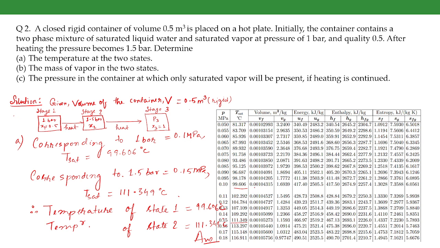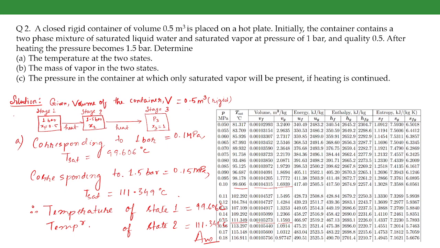In state 1, this is the specific volume value of the liquid phase. Since it is a mixture, there will be a factor x multiplied to the Vfg value. We have to take both these values, Vf and Vg, corresponding to 0.15 MPa saturation pressure or 1.5 bar. At 1 bar, Vf is equal to 0.00104315 meter cube per kg, and Vg is equal to 1.6939 meter cube per kg.